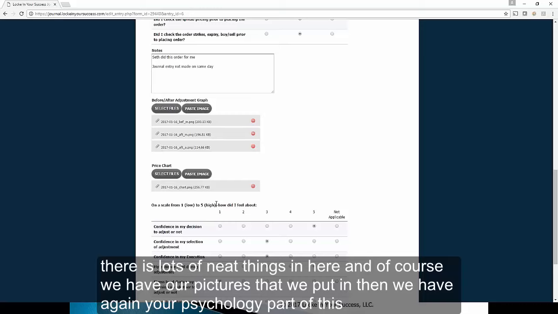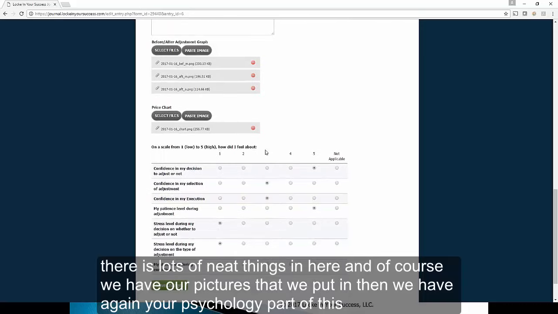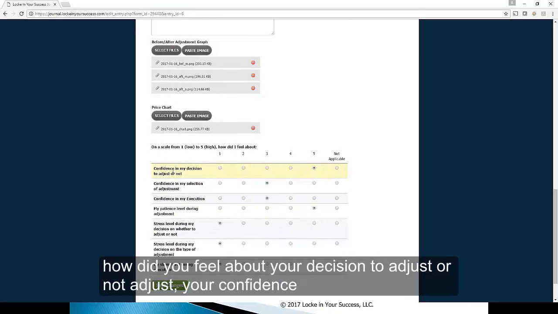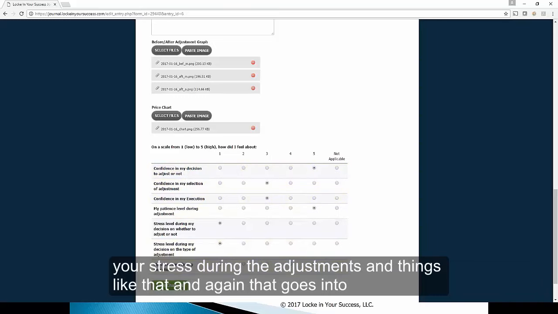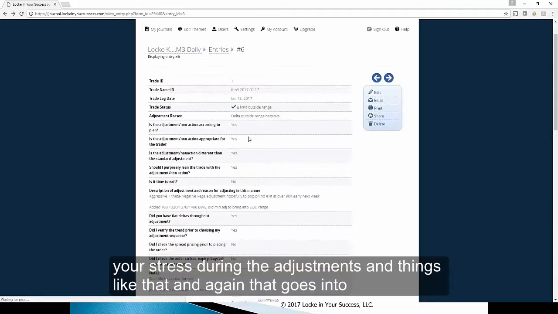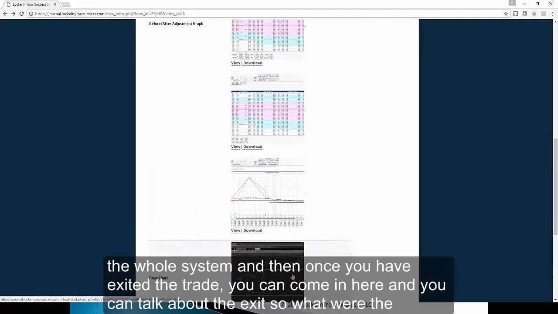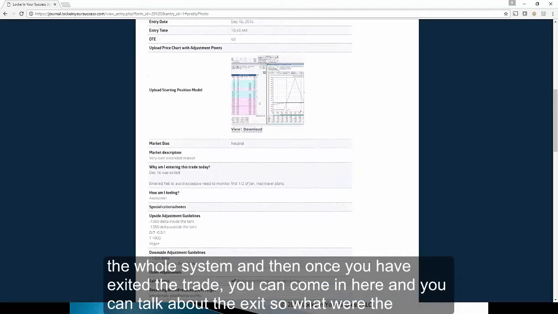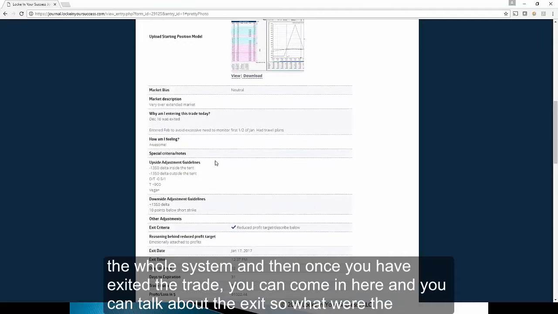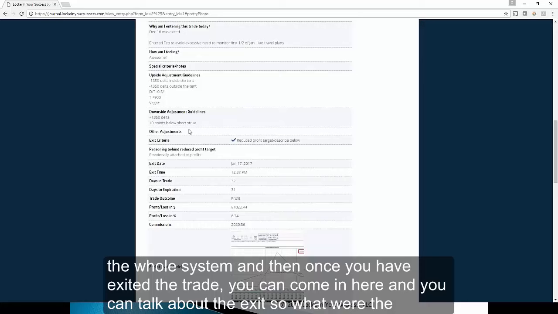And of course we have pictures that we can put in. Then we have, again, the psychology part of this. How did you feel about your decision to adjust or not adjust, and what were your confidence and your stress level during the adjustments and things like that? And again, that goes into the whole system. And then once you've exited the trade, you can come in here and talk about the exit.